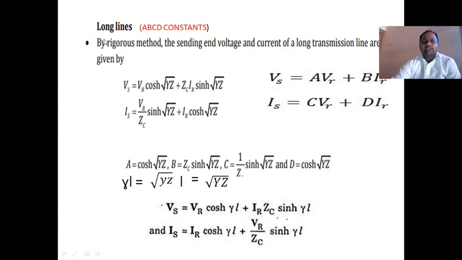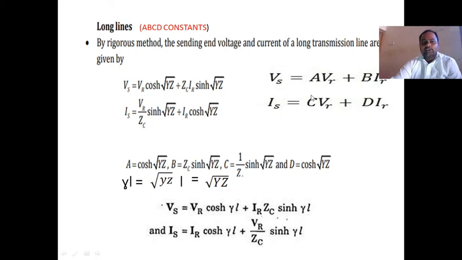So this is the derivation for the ABCD constants in a long transmission line. We get Vs = Vr cosh(√yz·l) + Zc Ir sinh(√yz·l), Is = (Vr/Zc) sinh(√yz·l) + Ir cosh(√yz·l). This is the basic equation: Vs = A Vr + B Ir, Is = C Vr + D Ir.